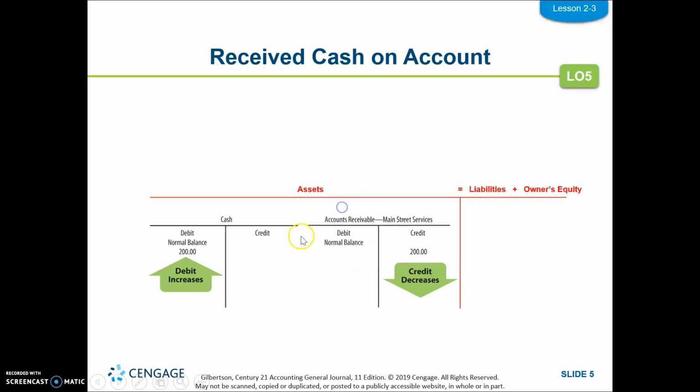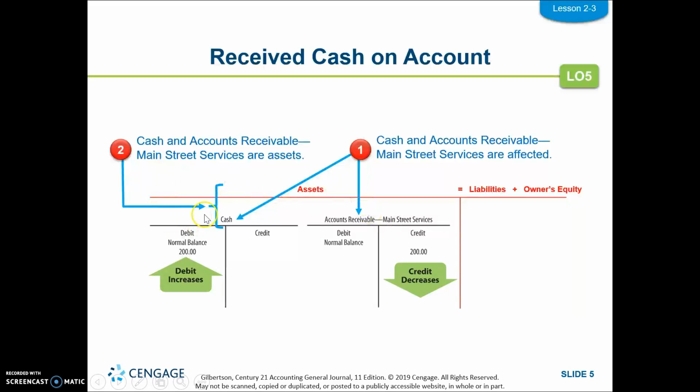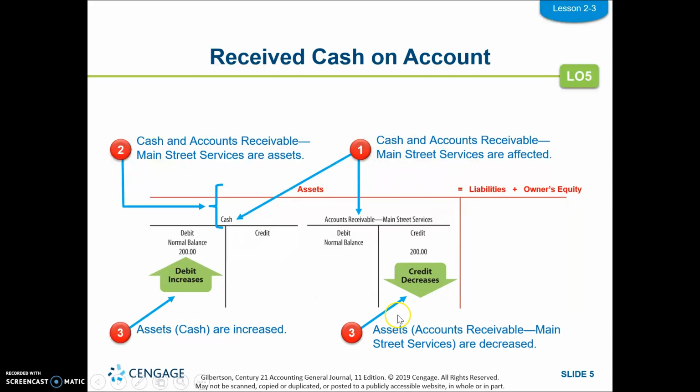All right, received cash on account. So cash on account, we received $200 from Main Street Services. So cash is going to be affected, and accounts receivable, Main Street Services. Both cash and accounts receivable are assets. Cash is increased because we received cash, and the asset account, accounts receivable, will be decreased because they paid part of what they owe.